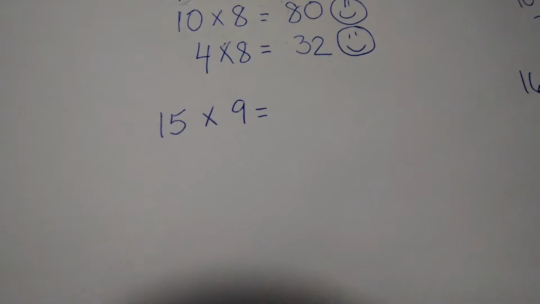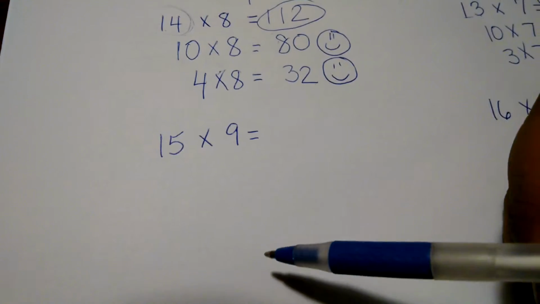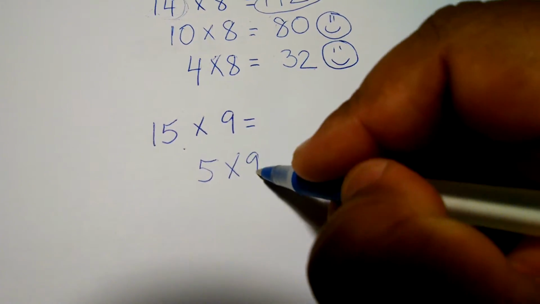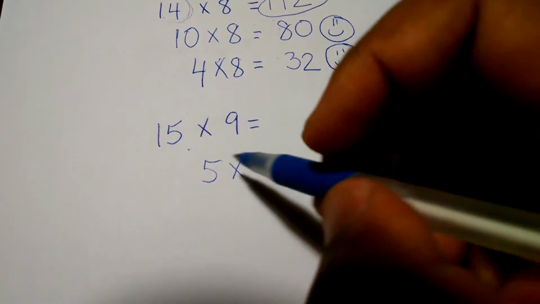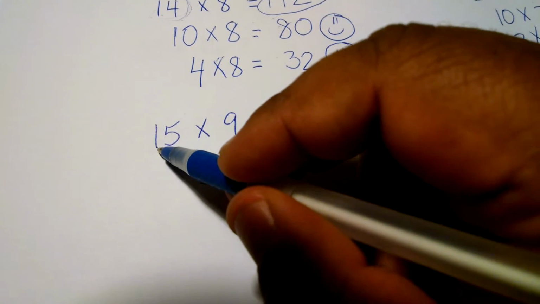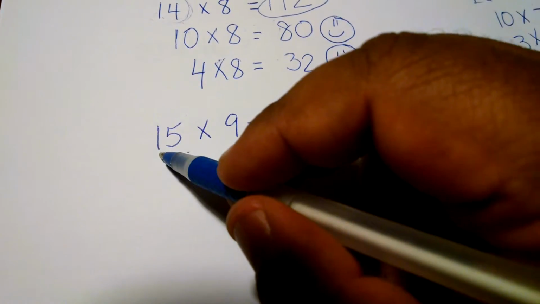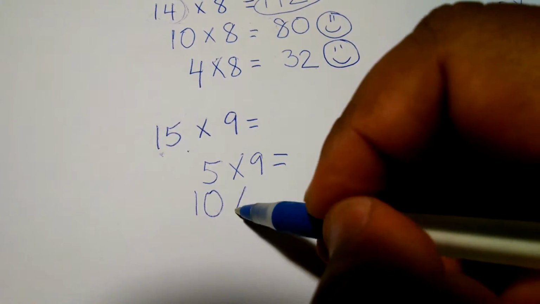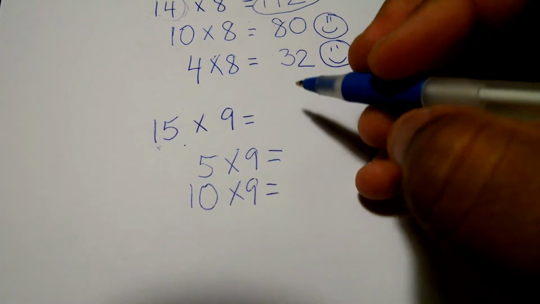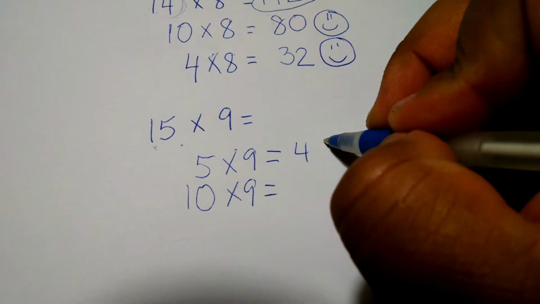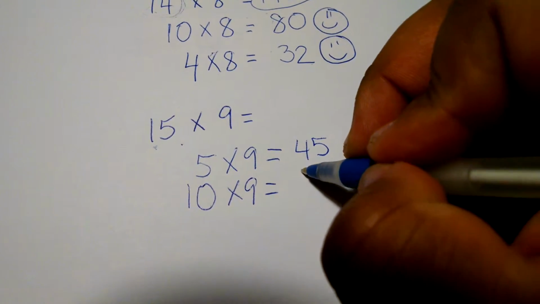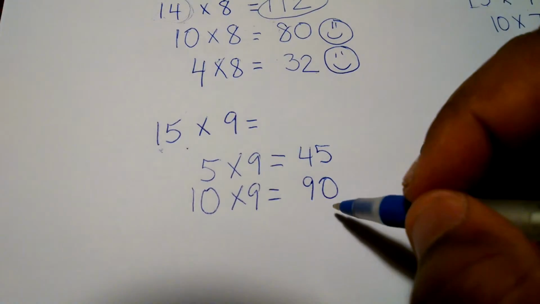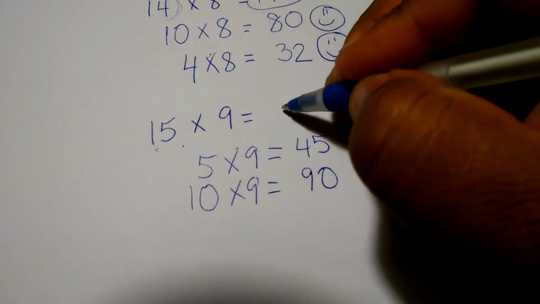Alright, 15 times 9. Alright, so you could start with 5. You could do 5 times 9. Doesn't really matter what order you do it in. And then you have this 1, but it's not 1, it's 10. So that's 10 times 9. And 5 times 9 is 45. And 10 times 9 is 90. So if you add the two products, you get 135.